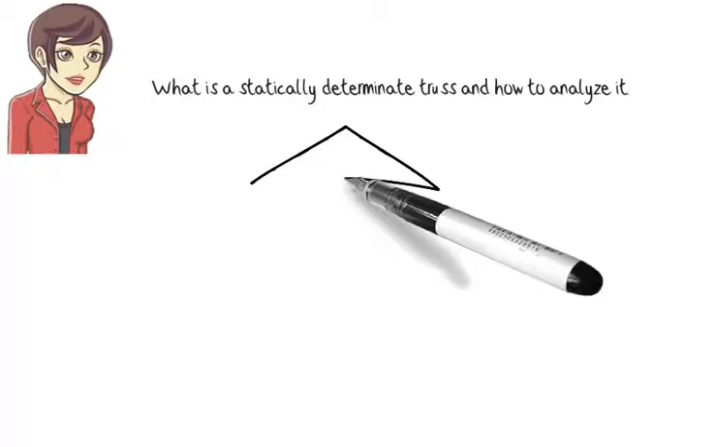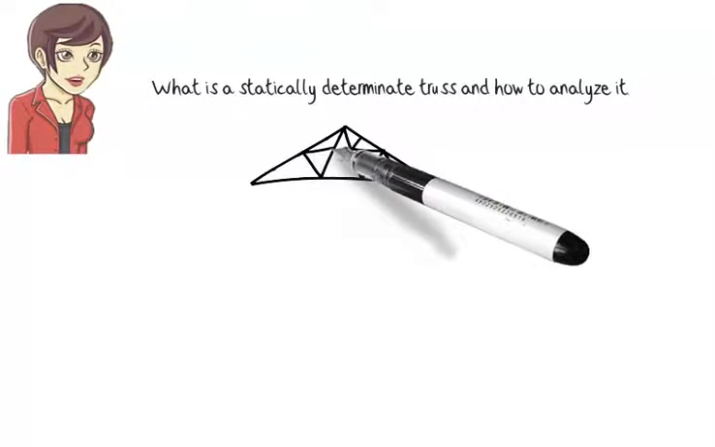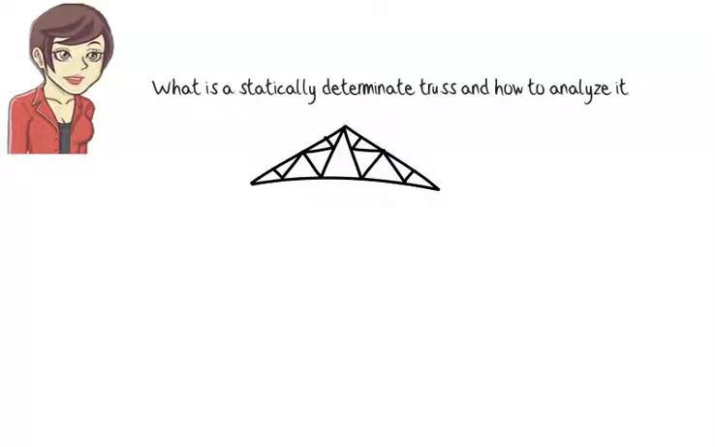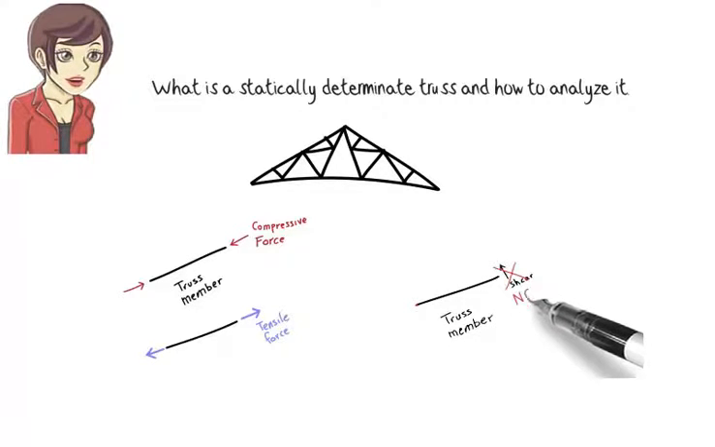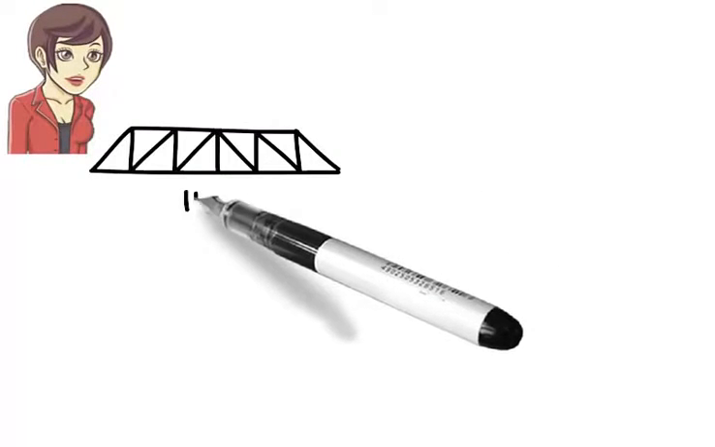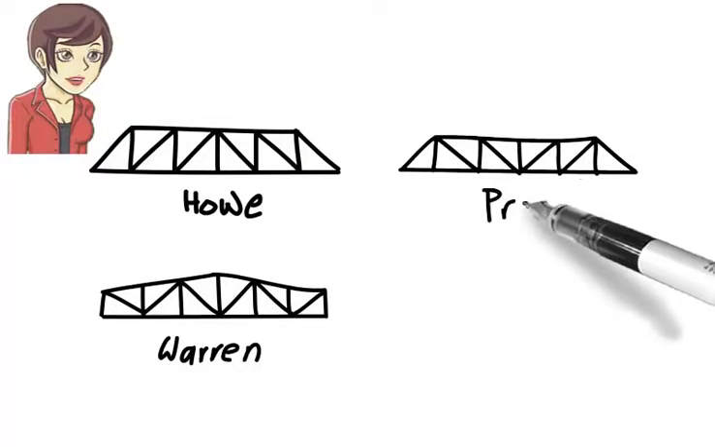A truss structure is an interconnected network of slender members, each capable of carrying an axial force only. The force is either compressive or tensile. Theoretically speaking, no shear force or bending moment is present in truss members. Here are a few truss configurations usually seen in roofs and bridges. Howe truss, Warren truss, Pratt truss, K truss.